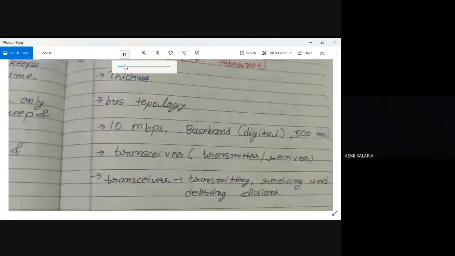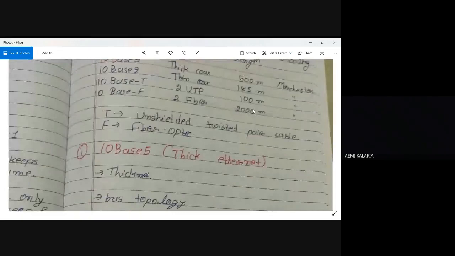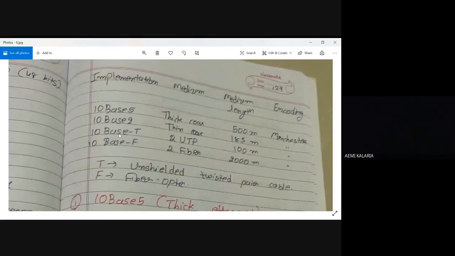Now let us start with the types of standard Ethernet, how they are implemented, and what kind of cables they are using. I'll discuss everything. This is a basic overview of all the implementations. Basically four types are there: first 10 base 5, 10 base 2, 10 base T, and 10 base F.